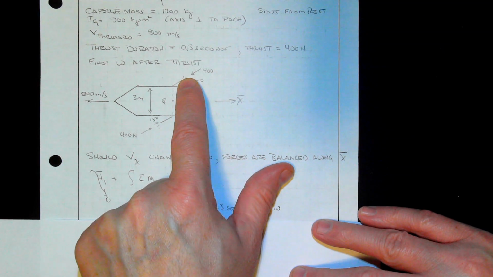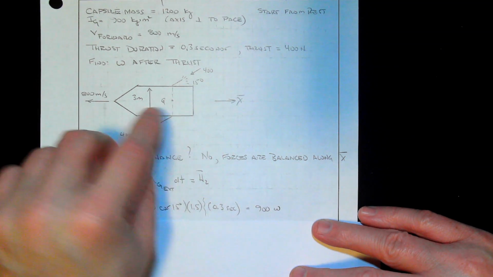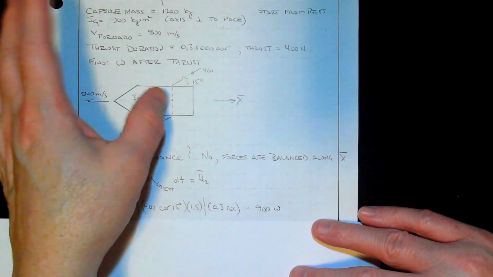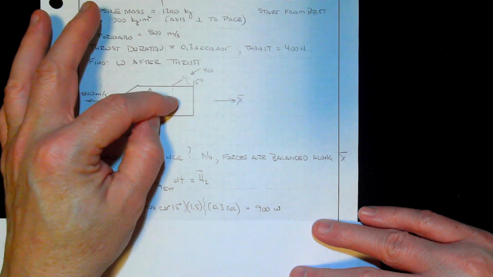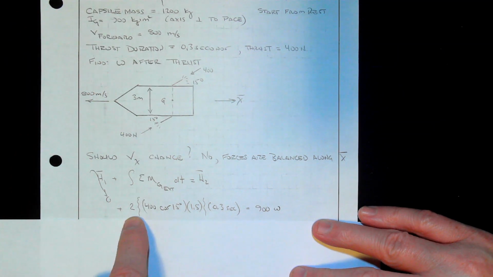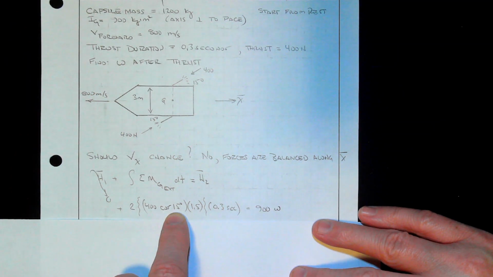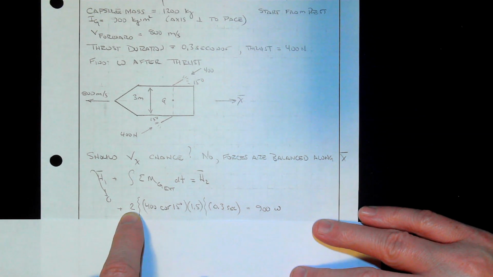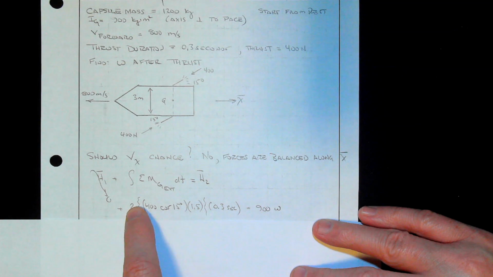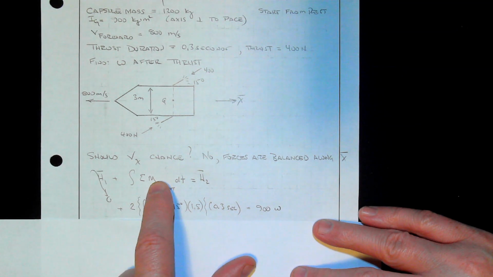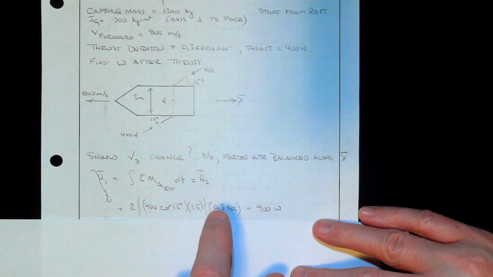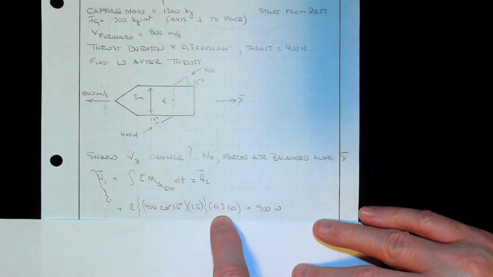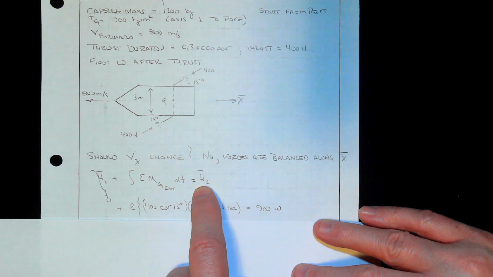If we take 400 cosine of 15 degrees times 1.5 meters from G to the outside, so here we have 400 cos 15 times 1.5, that's the moment, times 2, because there's two of them fired. These are constant, so these aren't a function of time, so we can just factor that out, and all you get out from the integration is the 0.3. Equals, all right, what do we have on the other side?